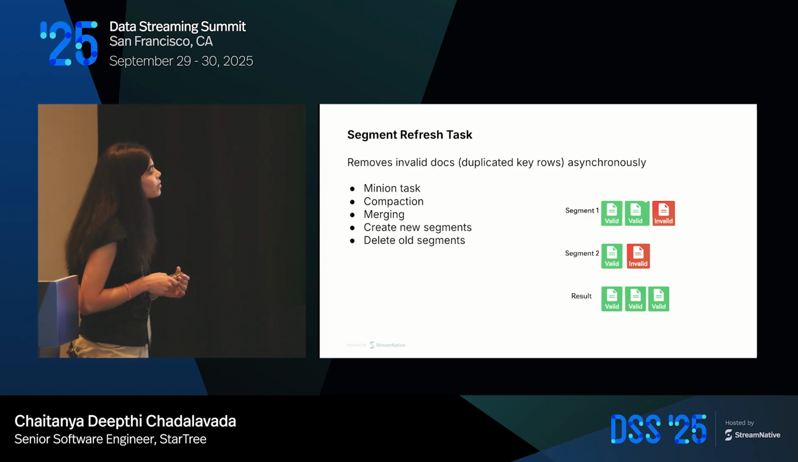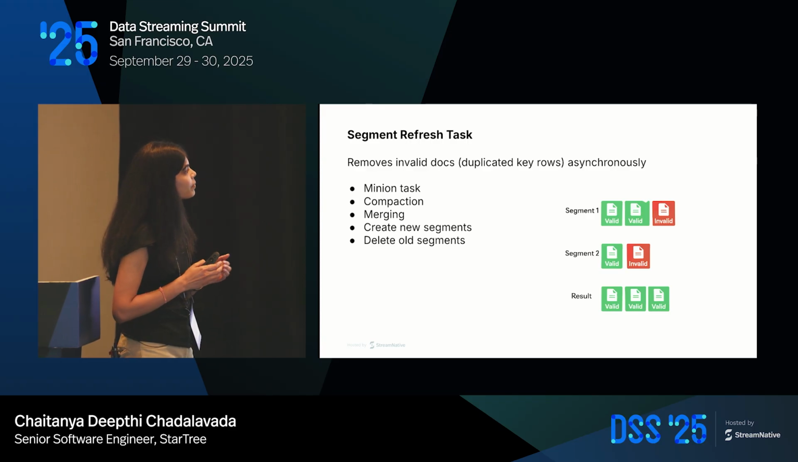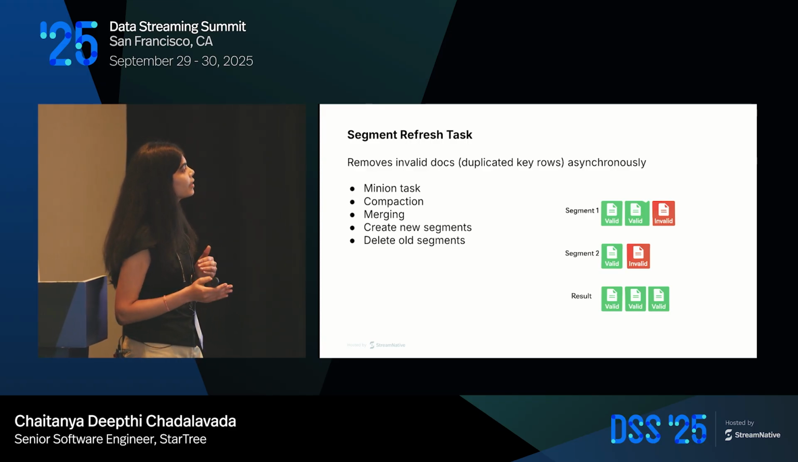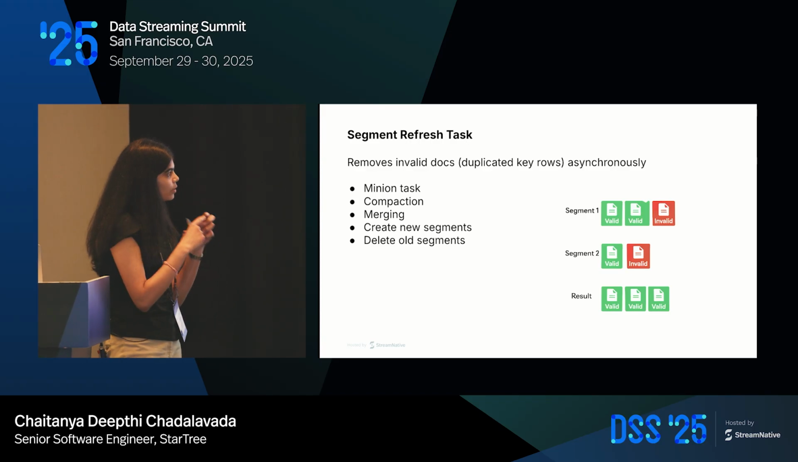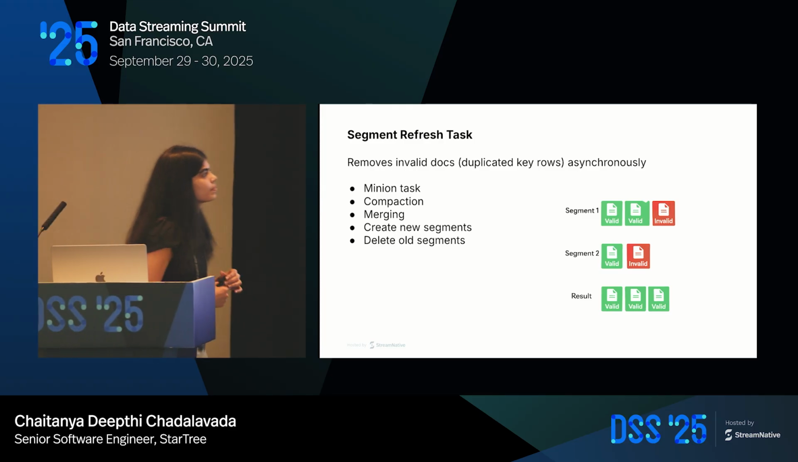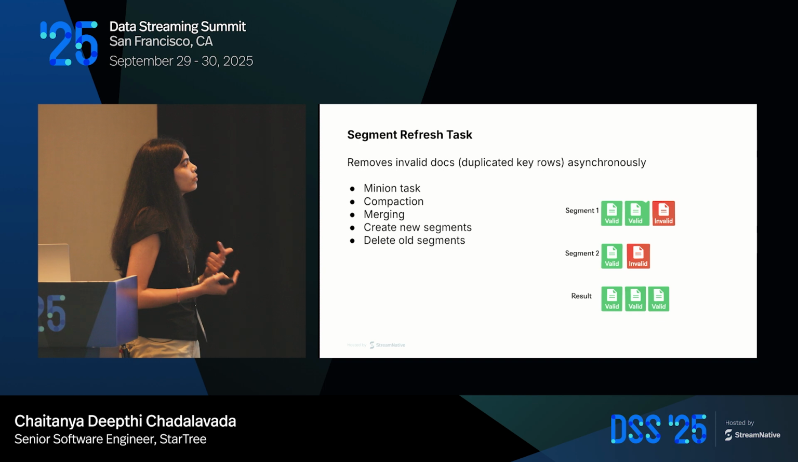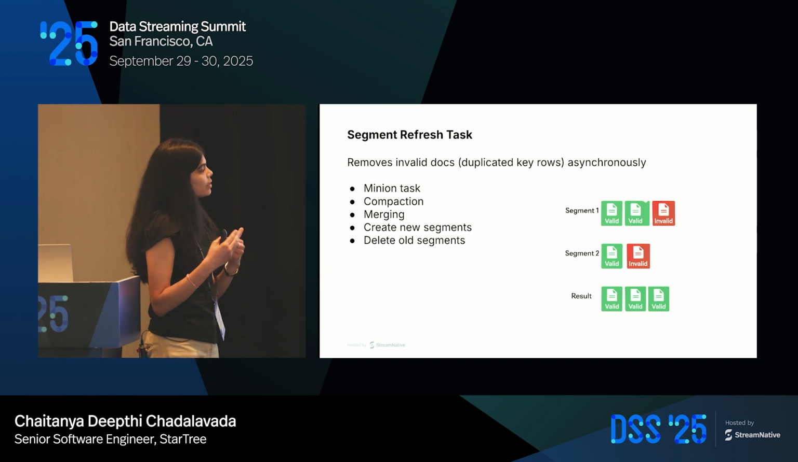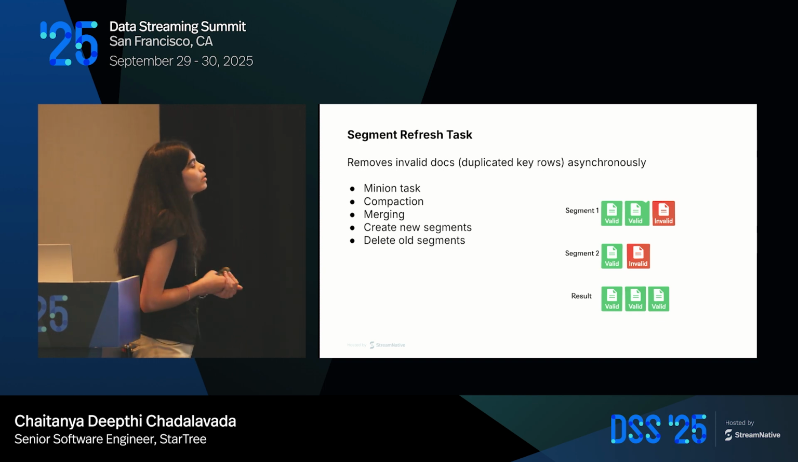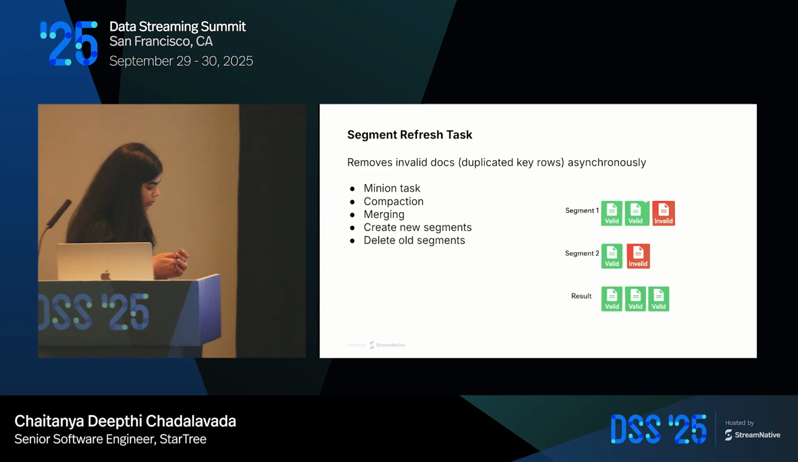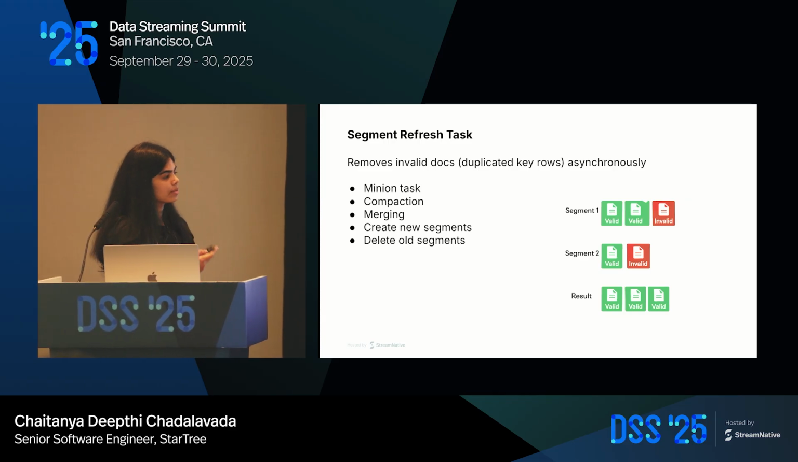So what we did was we tried to merge the segments, removing all these invalidated documents and forming a new segment with all the valid documents. So that way we don't need the pain of maintaining all these invalidated documents present in an Upsert table. And we also deleted the older segments with this.